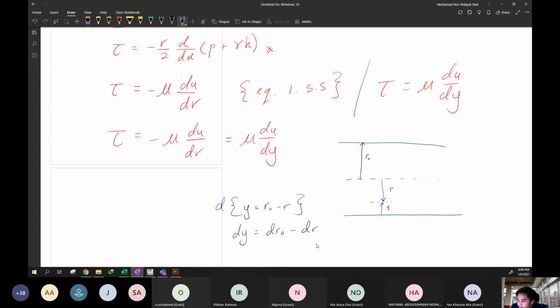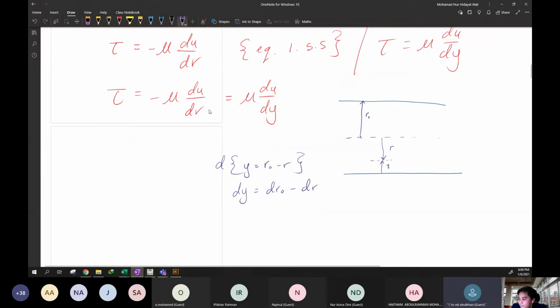Okay, which one is constant? R naught, R or Y? R naught. R naught is constant, fixed, right? So when we differentiate a constant, what do we get? The zero. So what is the final version? Dy equal to negative dr. Can you see this one? This is dy. When we replace dy with dr, we have to put negative. Can you see we have negative? Anyone? Do you understand now?